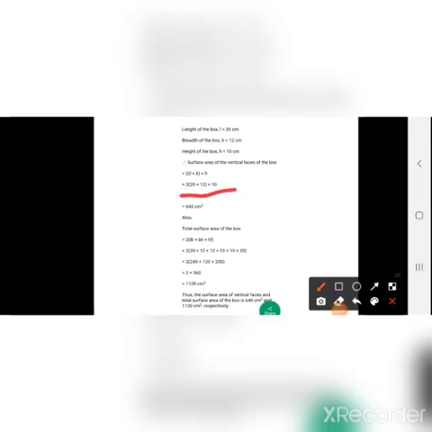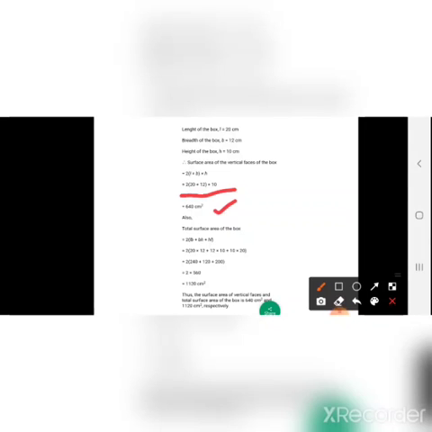Let us have an example related to a cuboid. Suppose length of the box L is 20 cm, breadth 12 cm and height 10 cm. If we have to find the vertical faces area, the formula is 2 (L plus B) into H. So we substitute the values: 2 into (20 plus 12) into 10. First we solve the bracket. 20 plus 12 gives 32. 32 into 2 gives 64. 64 into 10 will be 640.